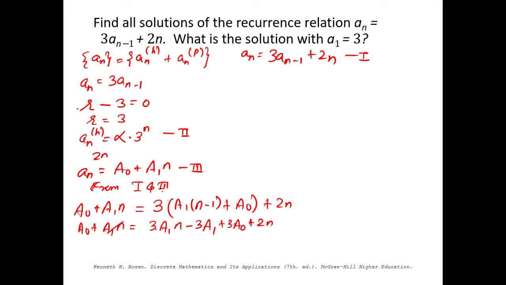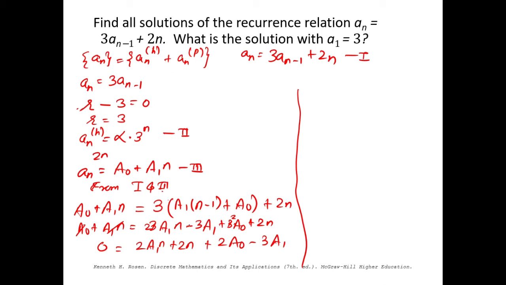So this a1n gets cancelled with this, so here it becomes 2a1n. This a0 gets cancelled with this one, so this becomes 2a0. So effectively the equation becomes 2a1n + 2n + 2a0 - 3a1. Now this equation will be equal to 0 if (2a1 + 2)n + (2a0 - 3a1) is zero.